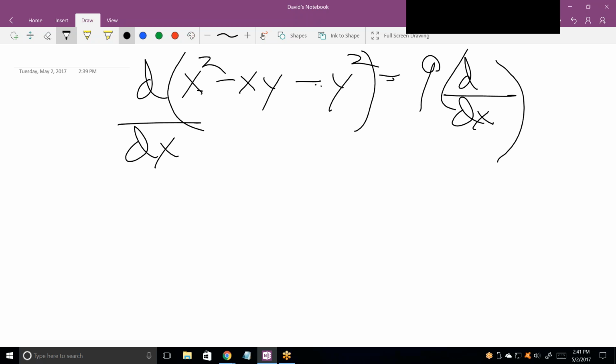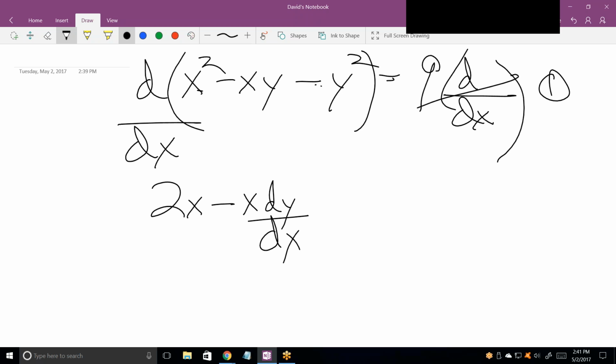Isn't that 9 just going to cancel out into 0? It is. That goes to 0. So then it'll be 2x minus, and then it's x times the derivative of y plus y times the derivative of x. So it'd be xy prime plus y, because the derivative of x is just 1.